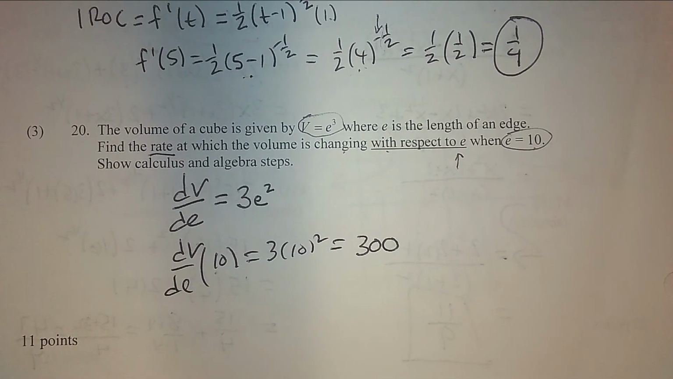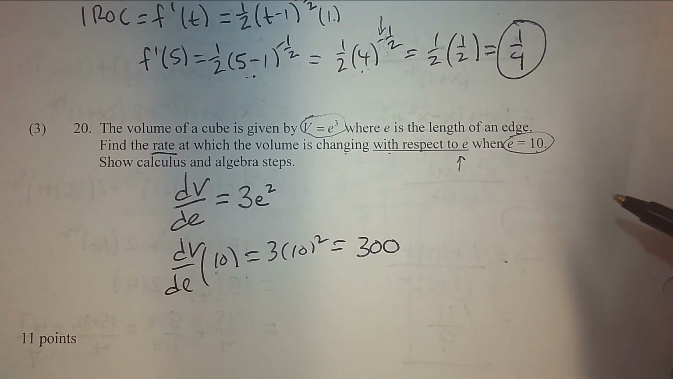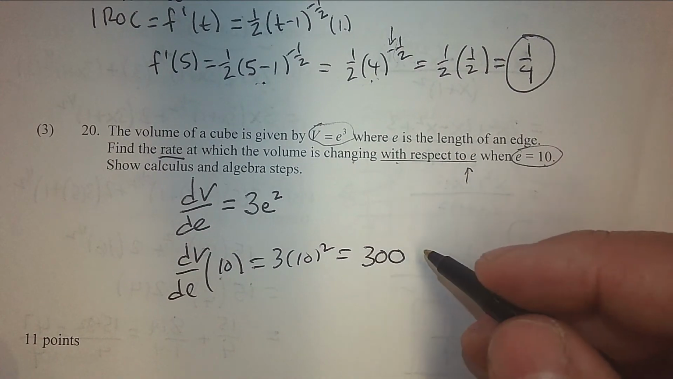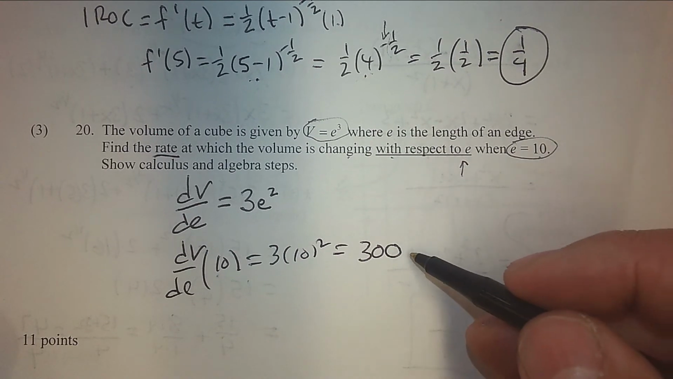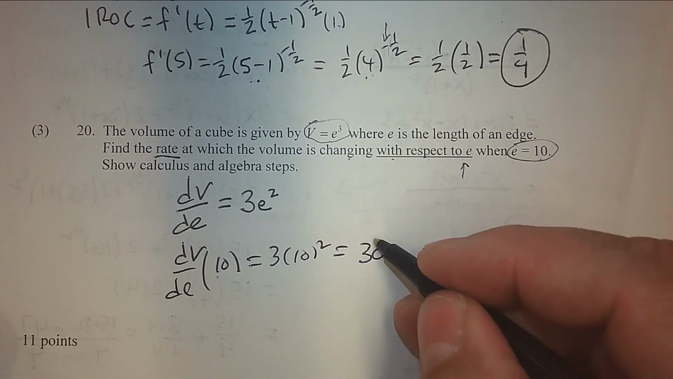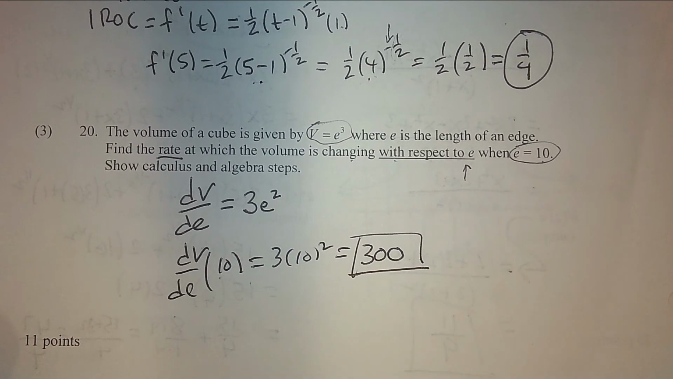We don't have any units to show what that would actually mean. But if there are units, then you'd have to make sure it's cubed divided by whatever. But anyway, the answer is 300. Turn the page.